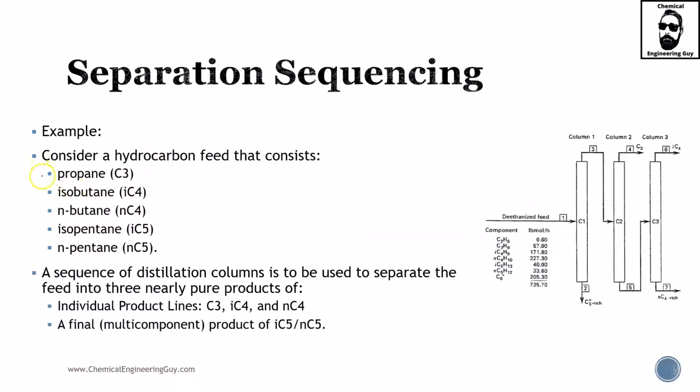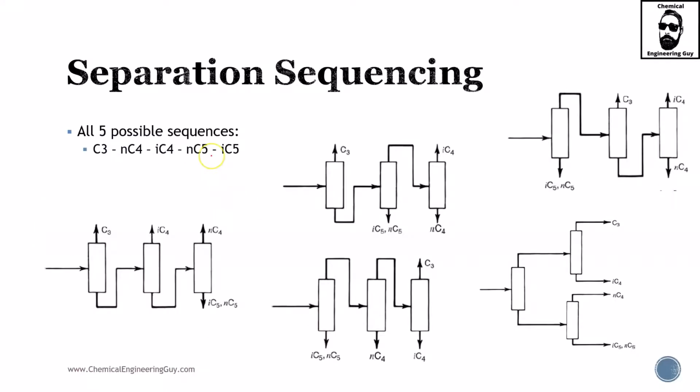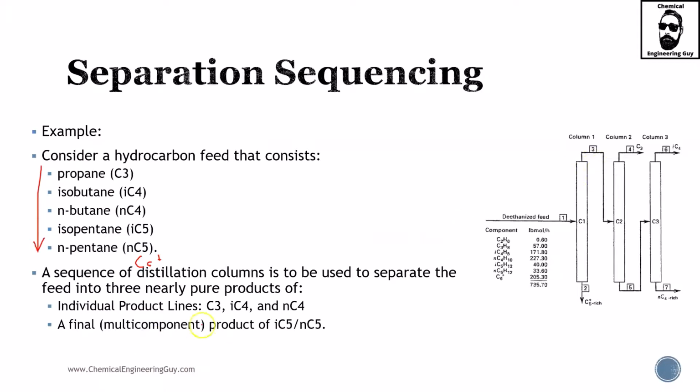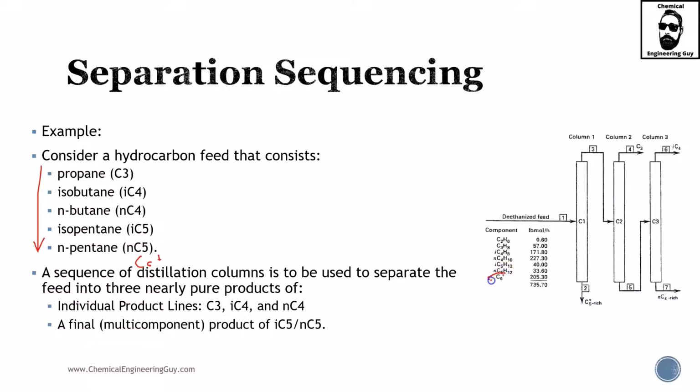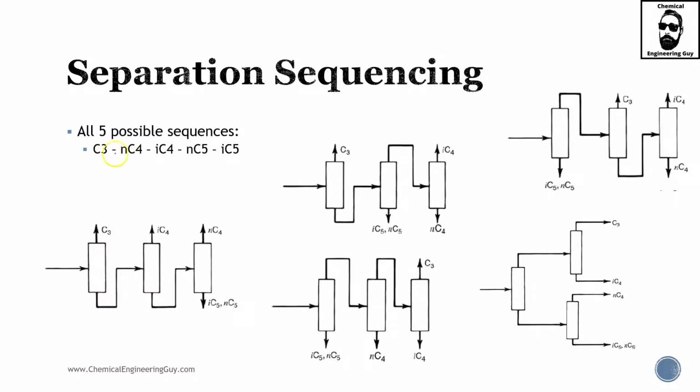This is an example. We got the hydrocarbon feed, remember, C3 all the way to C5, maybe even C6 and heavier. A sequence of distillation columns is to be used, as stated before. And what I want to show you here, guys, is that we can have a lot of other separation schemes. Unfortunately, the following diagram contains NC5 and ISO C5, meaning that we no longer have C6, but you get the idea. So we got C3, C4, C4, C5, C5. So this is normal, ISO. Remember, normal is this shape, ISO will be this shape. For N-pentane it will be something like this. For ISO-pentane it will be something like this.